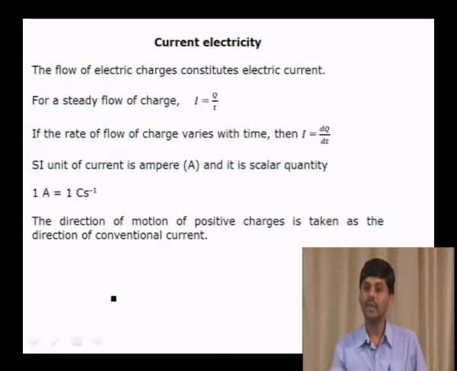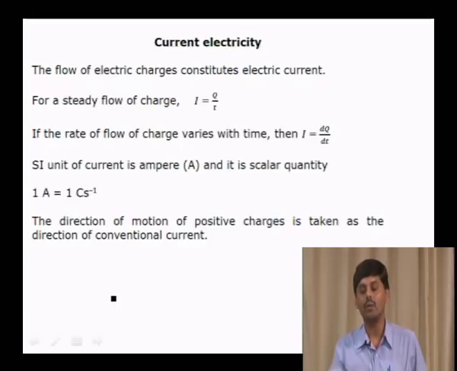For steady flow of charges, I is equal to Q by t. If the rate of flow of charges varies with time, then we take I is equal to dQ by dt. The SI unit of current is ampere and it is a scalar quantity. Current has both magnitude and direction, but still it is a scalar quantity, because it does not obey the vector addition rule.